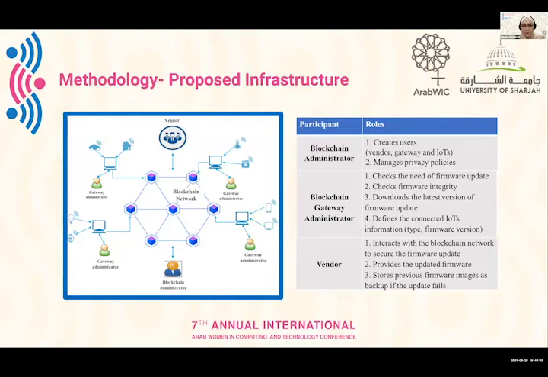So next is our proposed infrastructure, as shown in the following image. We have three entities: the vendor, the blockchain administrator, and the gateway administrator. The vendor will provide the firmware update version, and it will keep a backup of the previous firmware versions, and it will send it to the blockchain network.